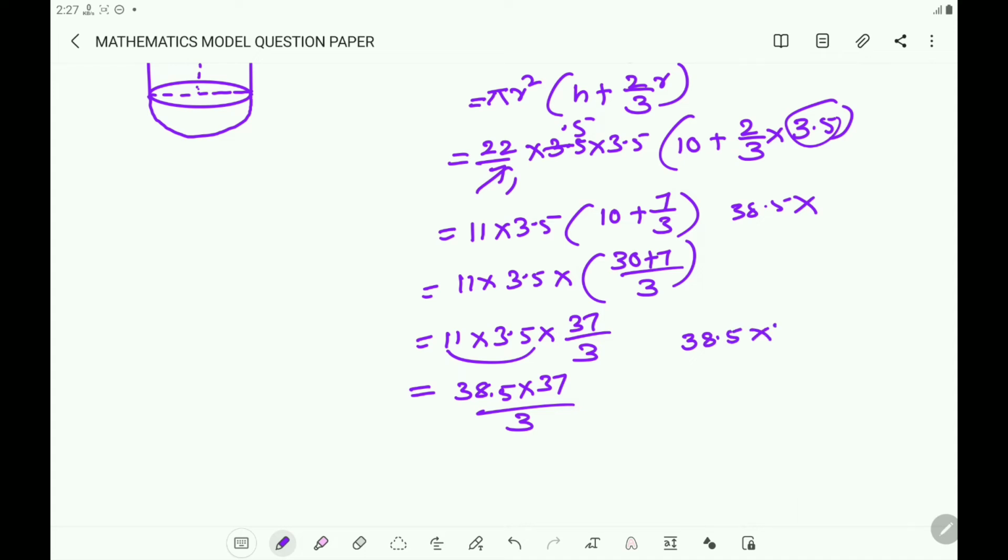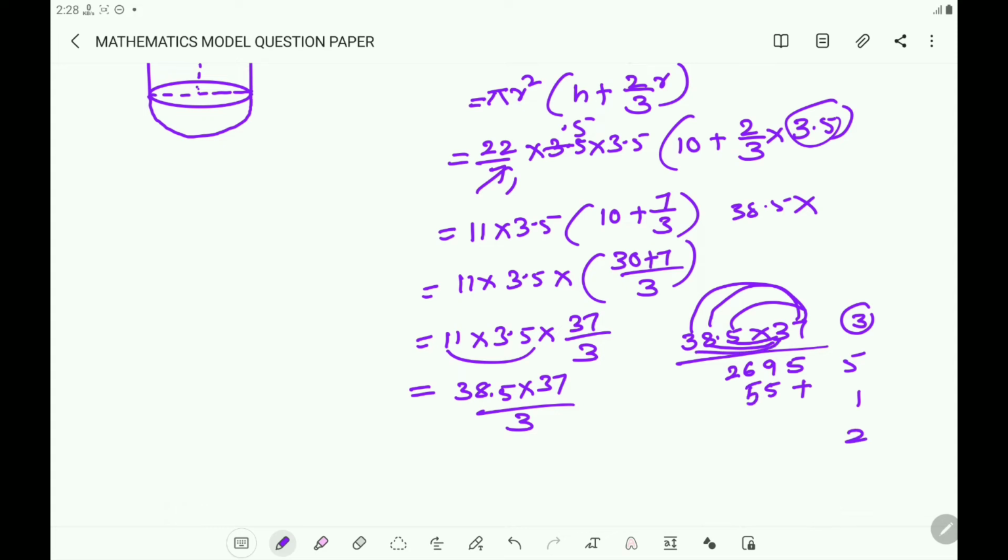38.5 into 37. 7 fives are 35, 3 carry. 7 eights are 56 plus 3, 59. 7 threes are 21 plus 5, 26. Then 3 fives are 15. 3 eights are 24 plus 1, 25.